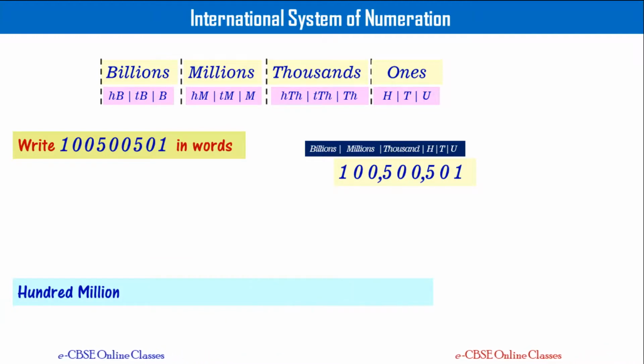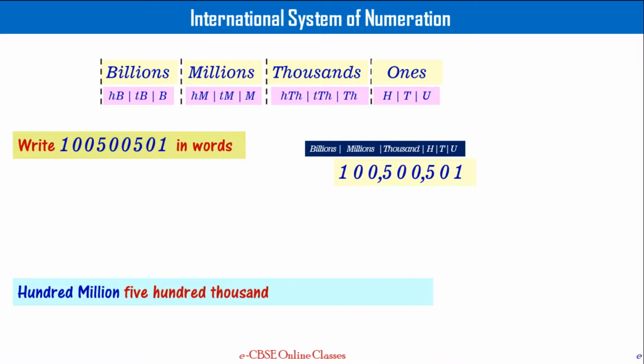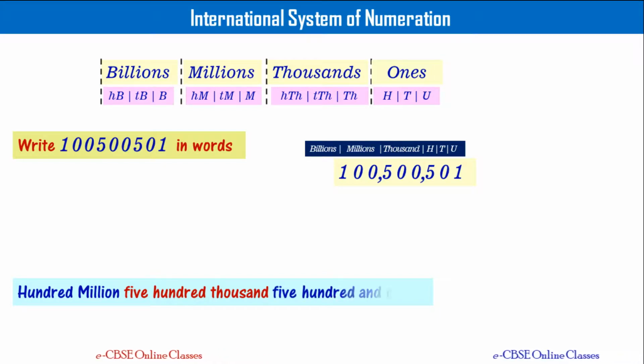We write it that. And then we have in thousands group 500 as the number. So it is going to be 500,000. And then in ones group we have 501. Let's write that as is. So that the whole number becomes 100,500,501. Right?